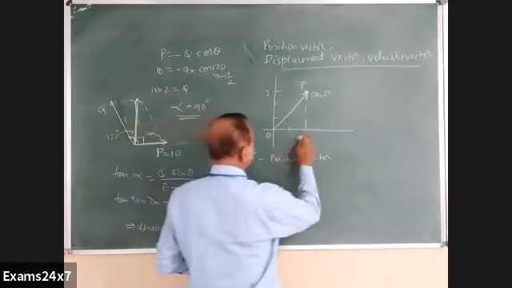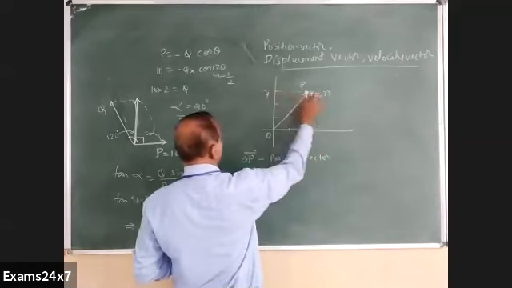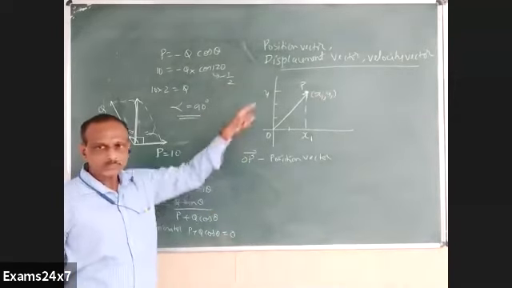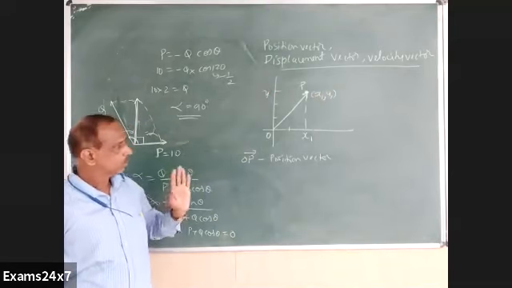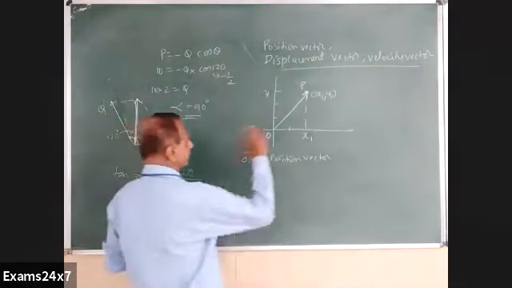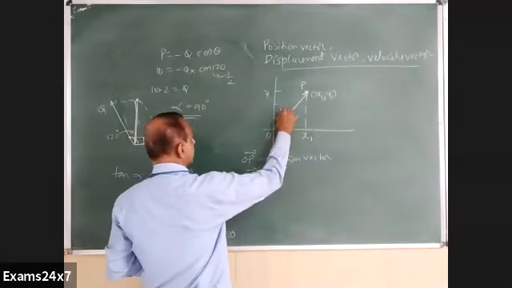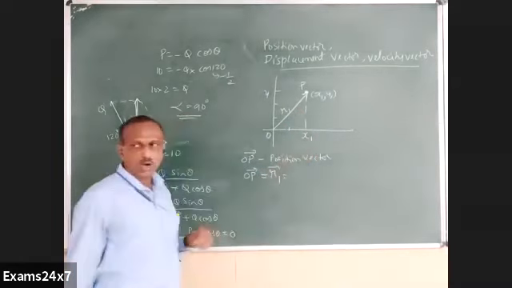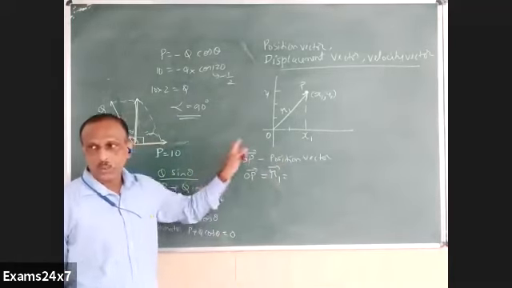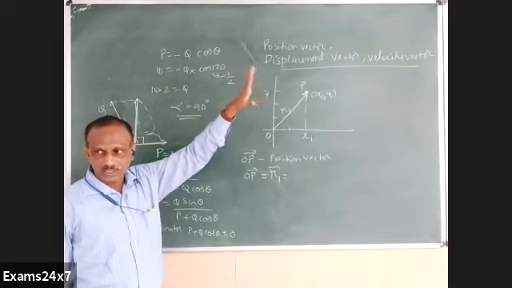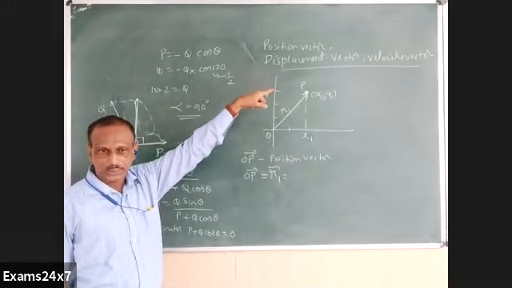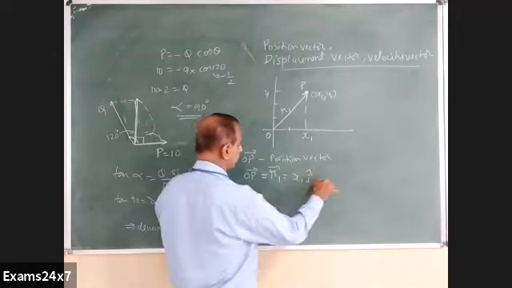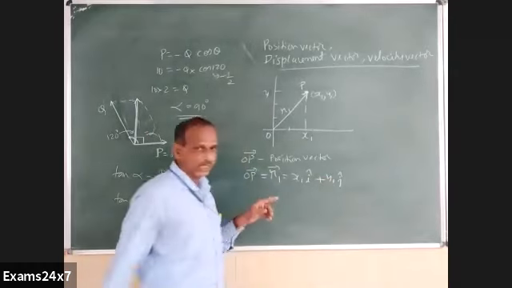Symbolically I can write it as x1, y1. In general, it may be any number. x1, y1 indicates the position of the particle when it is at point P. So OP indicates the position vector, and we can express this OP also as r1 vector equal to x1 i plus y1 j, where x1 is the x component of the vector and y1 the y component.